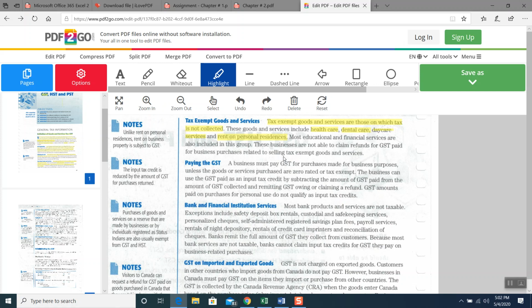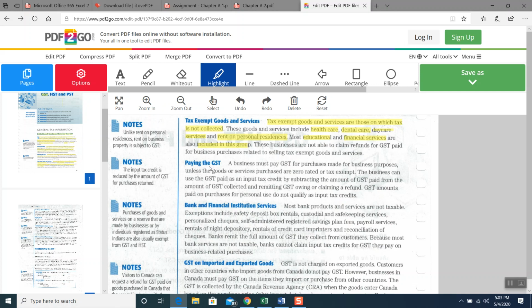But he would knock on the door and say $500 only. He cannot say $500 plus the GST or plus the tax. Why? Because that's a rent on personal residences, which is tax exempt. So that's what the terminology means, tax exempt goods and services. Most educational and financial services. What do you mean by financial services? Means banks, also included in this group.